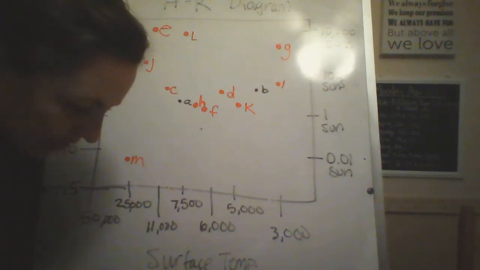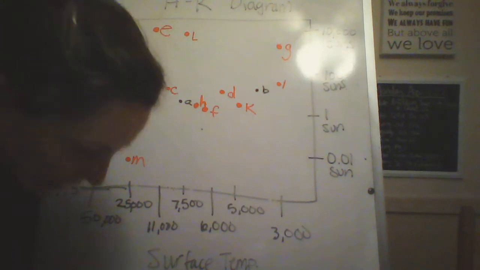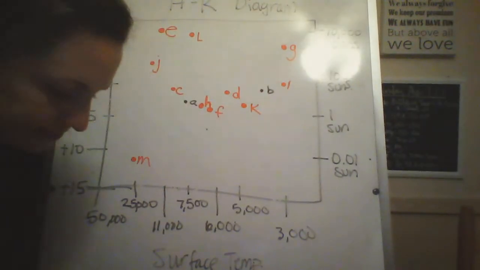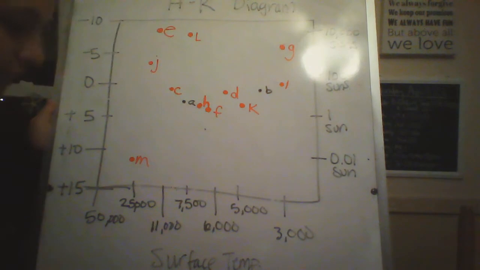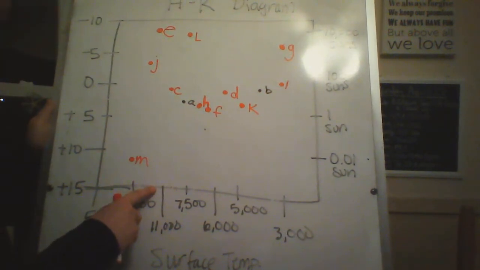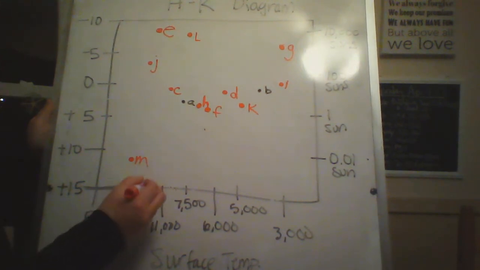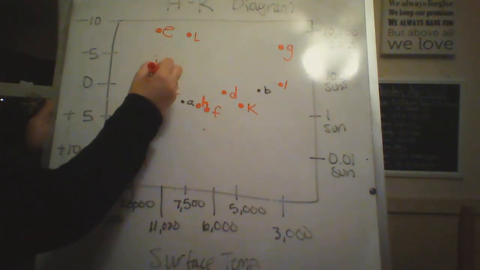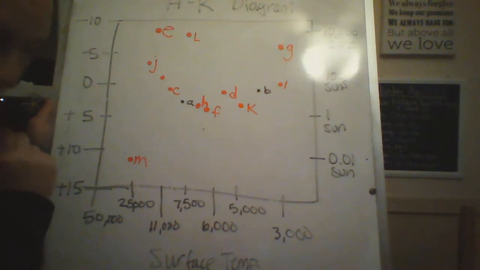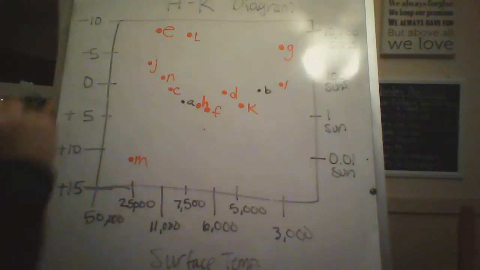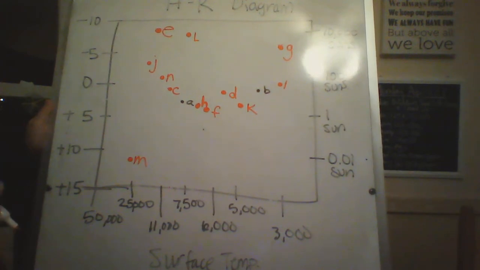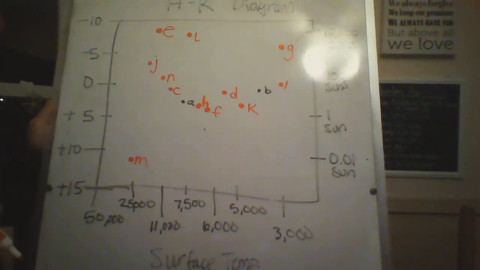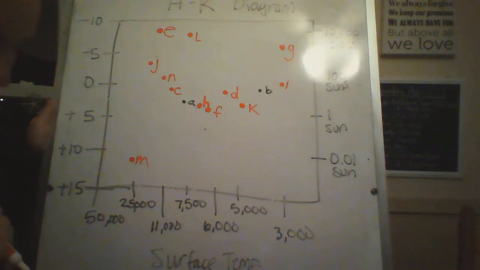The next star that we'll be labeling N is Achernar. Achernar is 14,000 kelvins, so about here, and negative 1.3 absolute magnitude. So we're heading up again, right above the 0, negative 1.3, and we're going to be labeling that N. You can sort of start to see some patterns arising among the plots that we have.